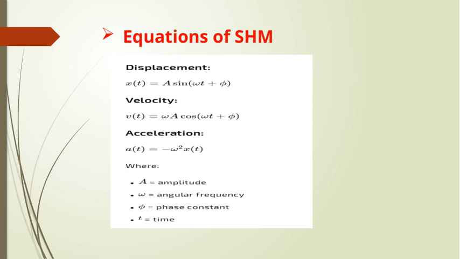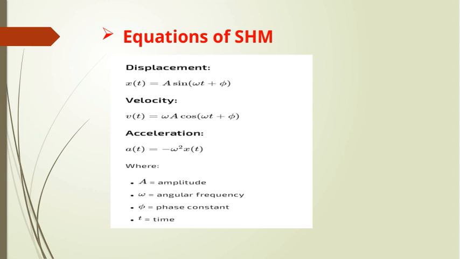First, we have the displacement equation, which shows how the position of the object changes over time. It's typically written as x equals A times cosine of omega t plus a phase constant phi. Here, A is the amplitude, which is the maximum displacement from equilibrium. Omega is the angular frequency, indicating how quickly the oscillation occurs. And phi is the phase constant, accounting for the initial position at time 0.